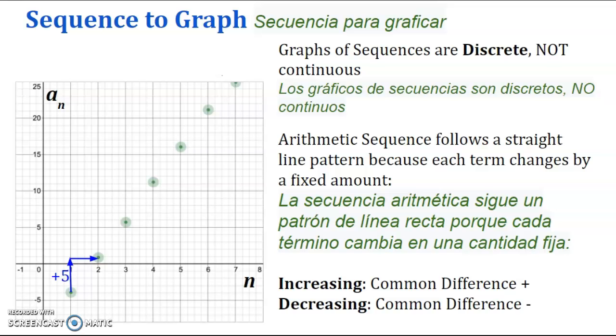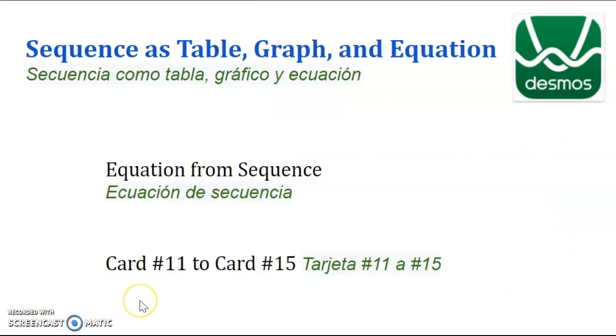And the common difference can be represented as how much the y value, or the a of n, is changing every time the x-axis value, or the n, is changing by 1. In this case, it's changing by 5. So in this case, the common difference is 5. So with that, you are going to be working on cards number 11 to 15 of Desmos. So please pause the video and work on that now.